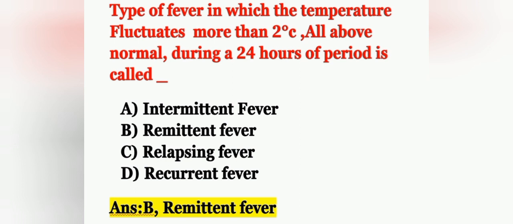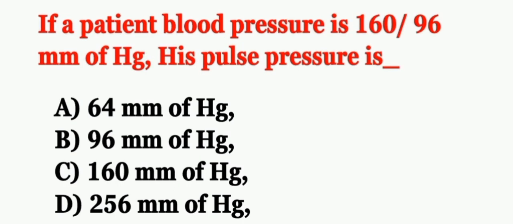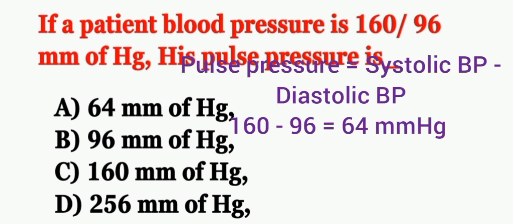And the next question, if a patient blood pressure is 160 by 96 mmHg, his pulse pressure is options, option A 64 mmHg, option B 96 mmHg, option C 160 mmHg and option D 256 mmHg. Your question is pulse pressure. What is the pulse pressure if the patient blood pressure is 160 by 96?